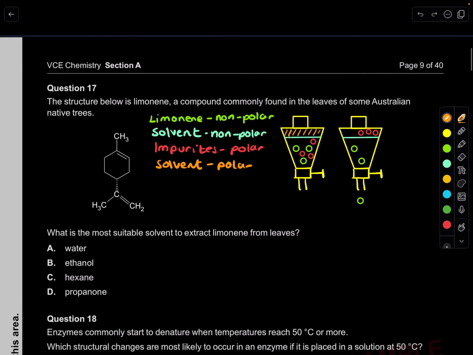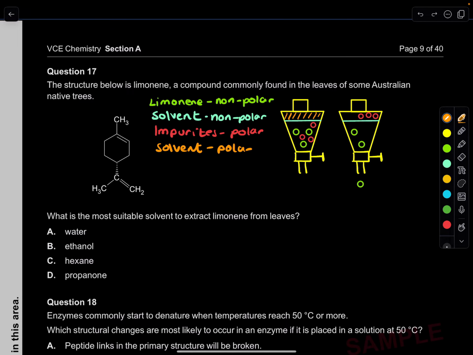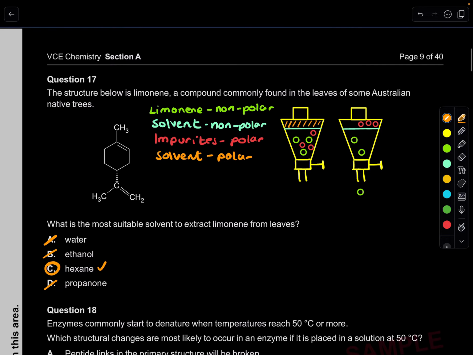So which one of these are non-polar, out of these ones here? Water is polar, ethanol is polar, hexane is great. Hexane is actually non-polar, propanol, polar. So it's actually C. That is your answer.